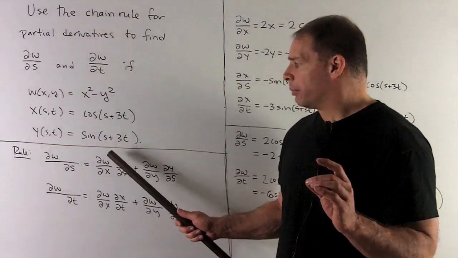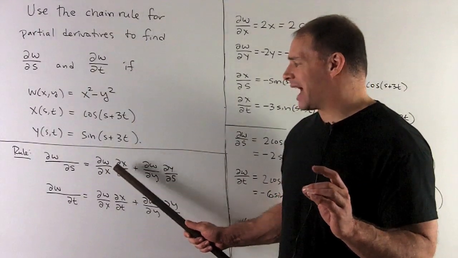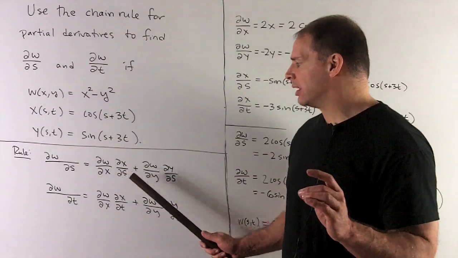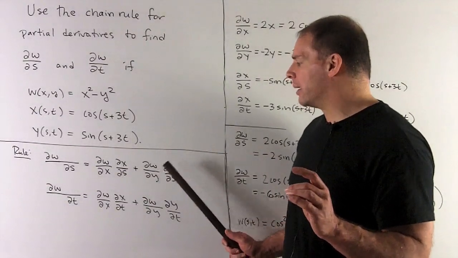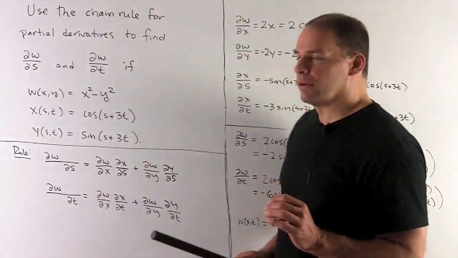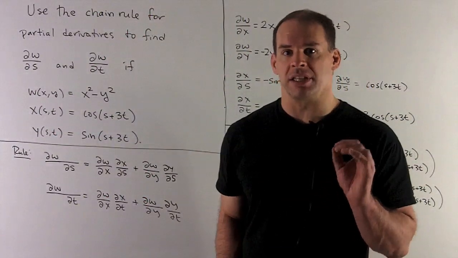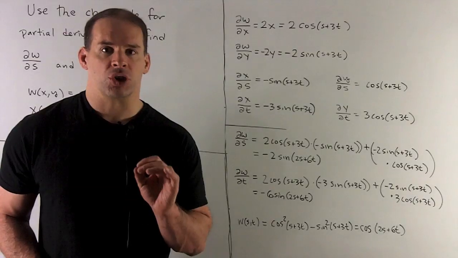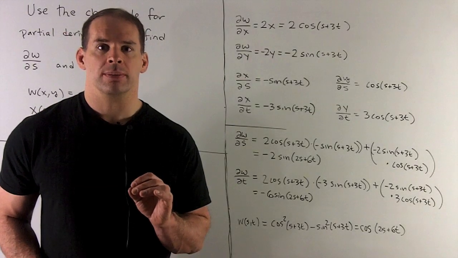So we'll put in partial w with respect to x times partial x with respect to s, plus partial w with respect to y times partial y with respect to s, and then we repeat the whole thing for partial w with respect to t. Let's grind out each term in our equations.